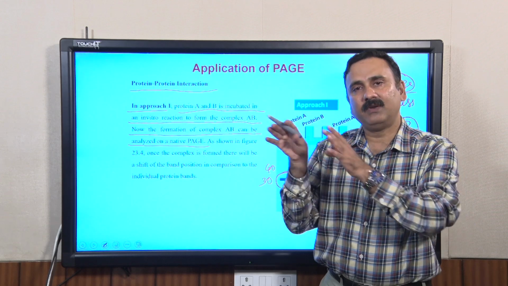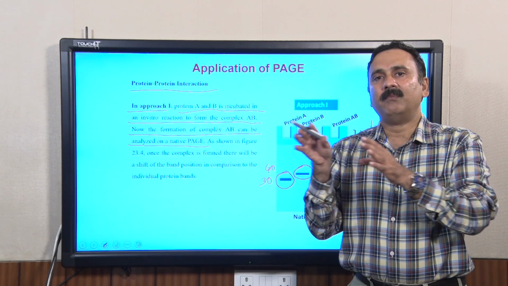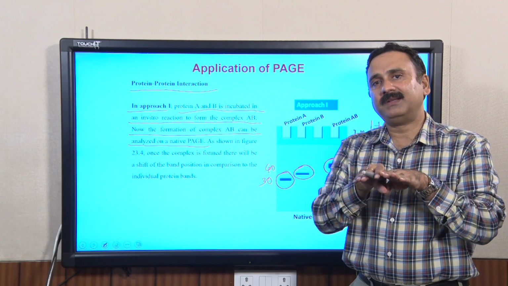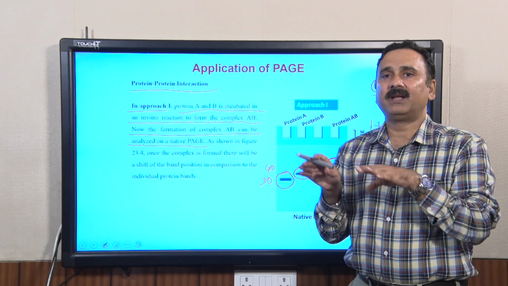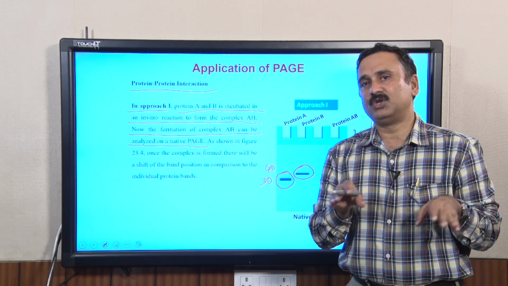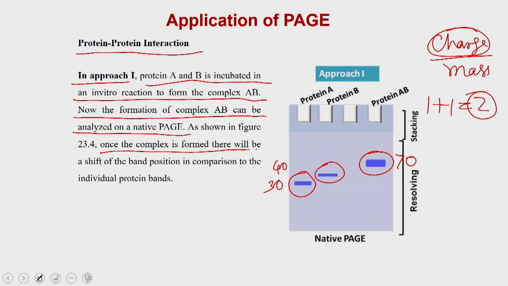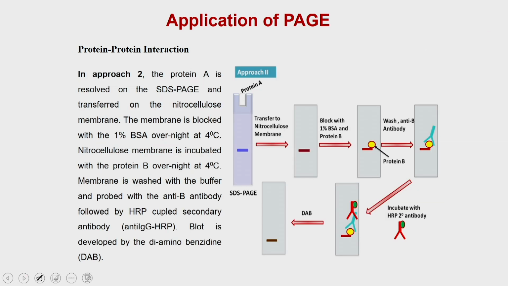So, it will give you a distinct band, but it will not be in proportion to the mass, because it is actually migrating based on the charge by mass ratio, because we are running a native PAGE. Once the complex is formed, there will be a shift of the band in position compared to the individual protein bands.